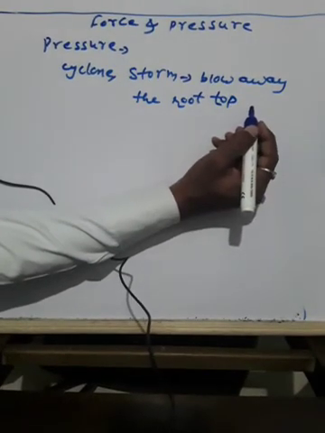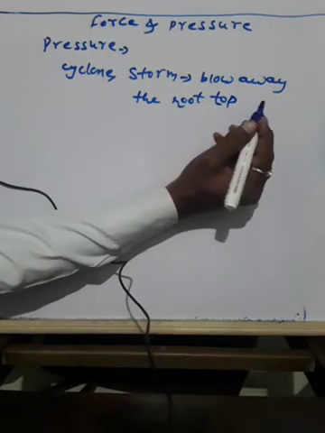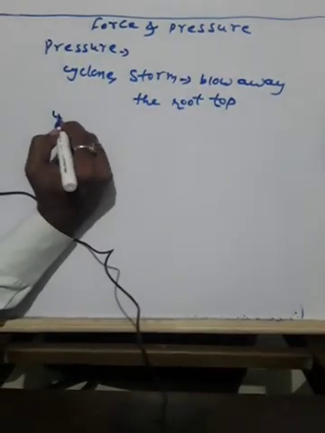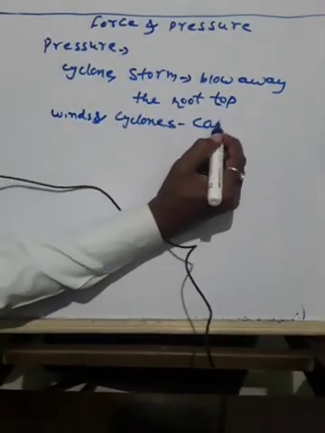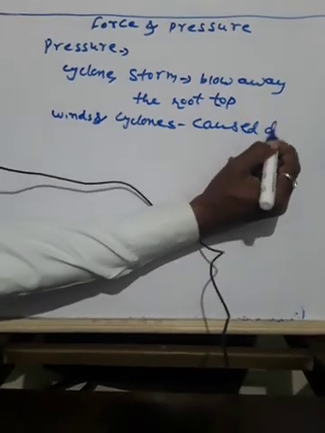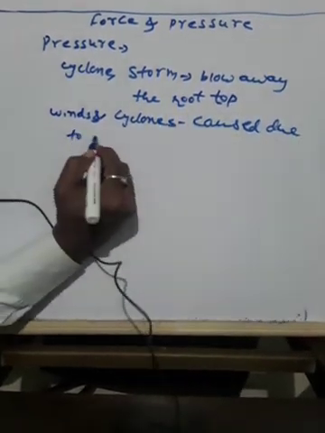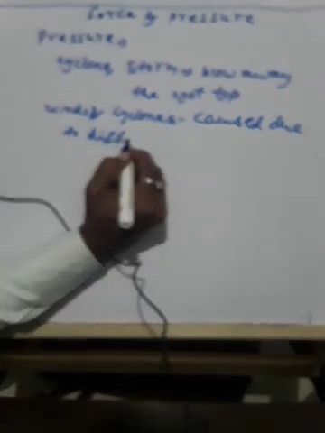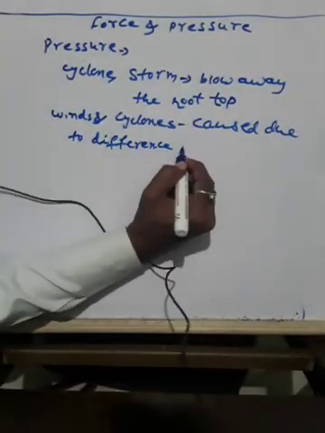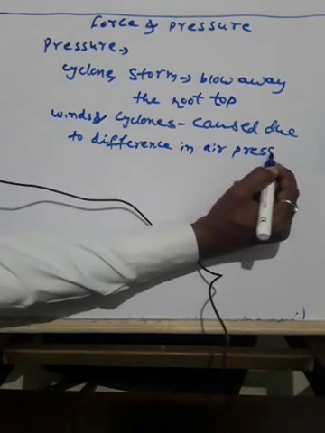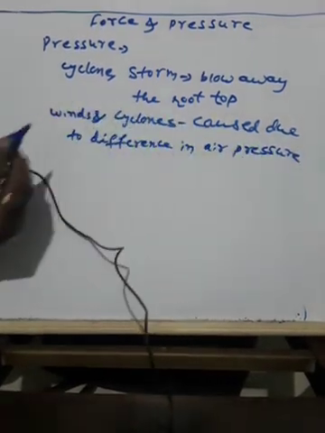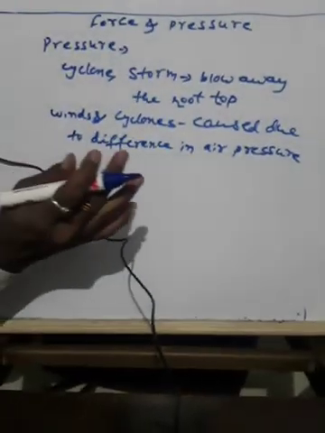You also learned that winds and cyclones are caused by differences in air pressure. How are winds and cyclones caused? Winds and cyclones are caused due to what? Difference in air pressure. Then what is air pressure? Then what is pressure in general? Okay. So is there any relation between pressure and force? We will try to find out.